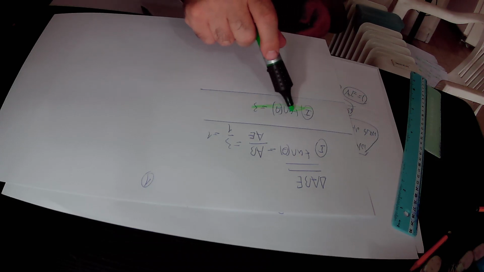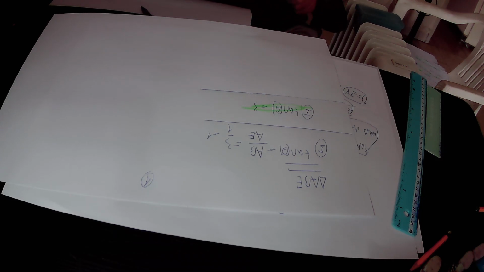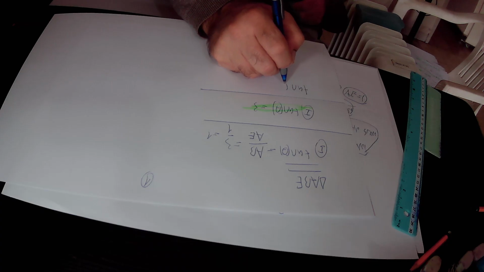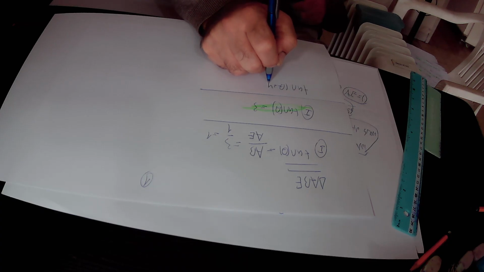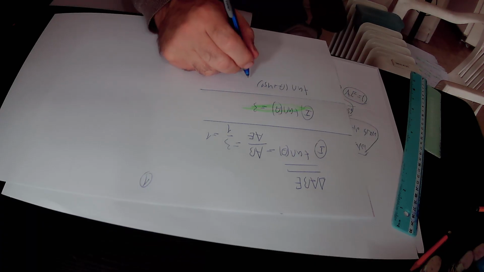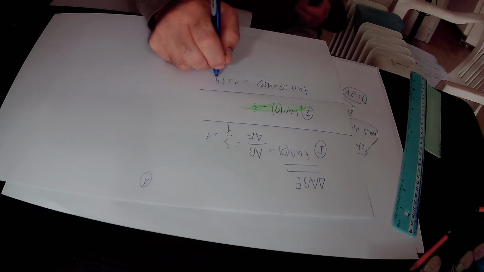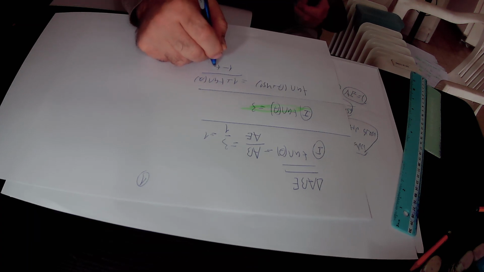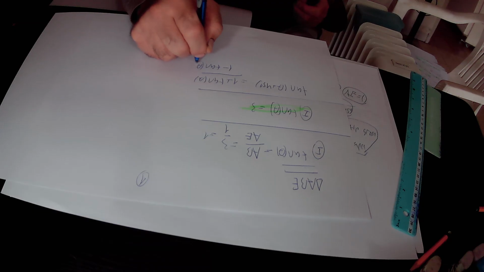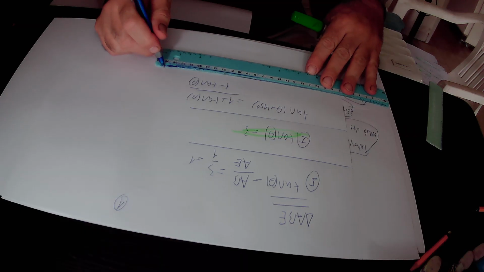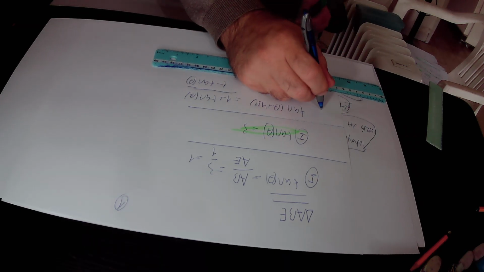We have the trigonometric identity that states that tangent of theta plus 45 degrees equals 1 plus tangent theta over 1 minus tangent theta. This will be equation 2.